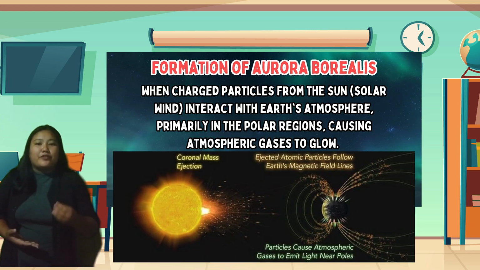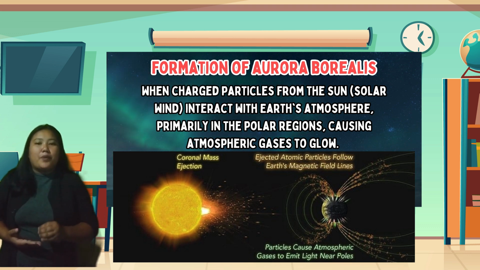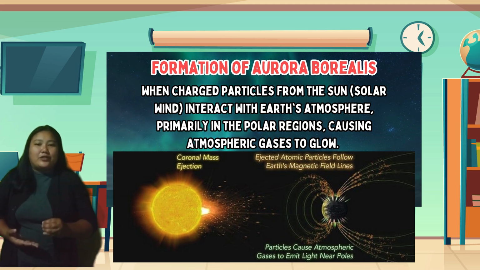Next is the formation of the aurora, or what's called the aurora borealis. One of the most visible effects of solar particles interacting with Earth's atmosphere is the aurora borealis, or the northern lights, and aurora australis, or the southern lights.